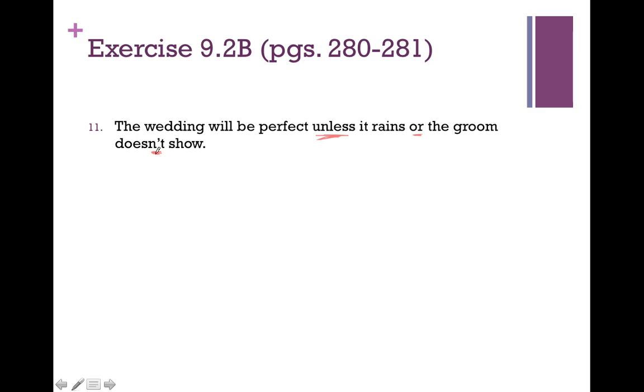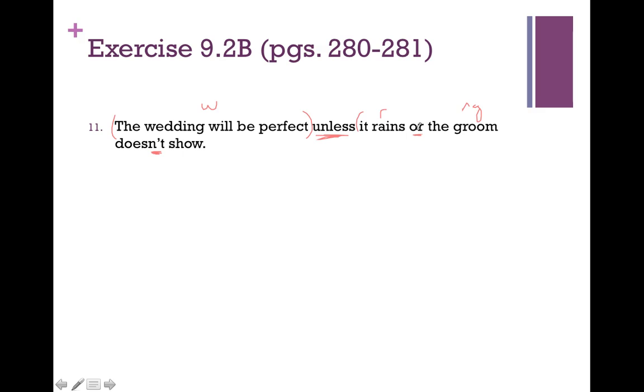All right, well, let's figure out what the atomic propositions are. Well, we have one atomic proposition here. The wedding will be perfect, all right? And let's just use a W to represent the wedding will be perfect. Unless it rains, and we're going to use an R for rains, or the groom doesn't show. So we'll use a G to represent the groom does show, and the way that we show this proposition, the groom doesn't show, is we're going to say not. All right, not G means the groom doesn't show. G is the atomic proposition, which is the groom does show, and we're saying not the groom does show.